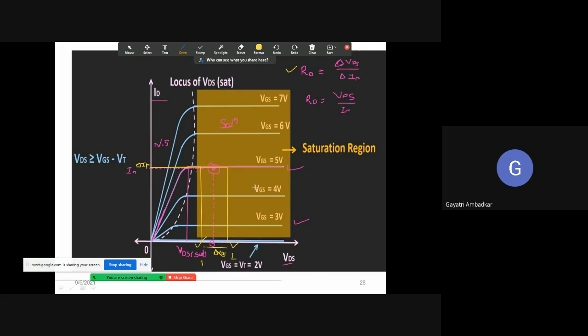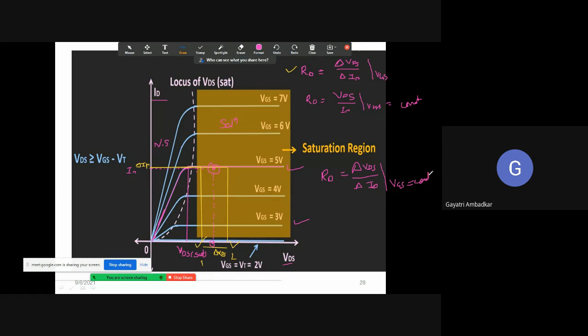Once you are increasing your VDS after saturation, even though you are increasing VDS, ID is not changing on this curve. This is the ideal curve. It means the change in ID is zero. So I'll write RO is equal to change in VDS upon change in ID. Of course, I have to do this for a constant value of VGS.